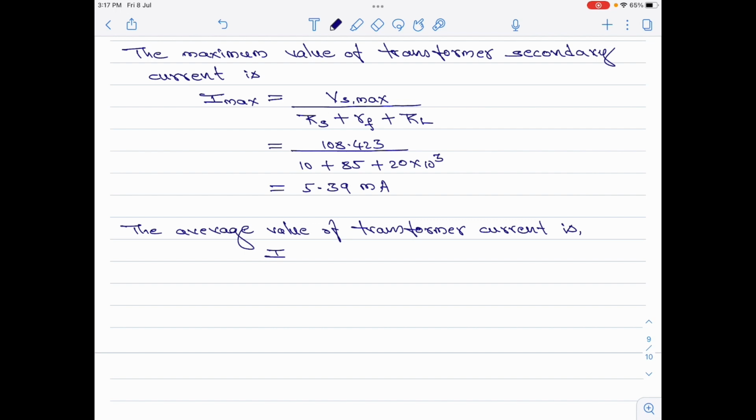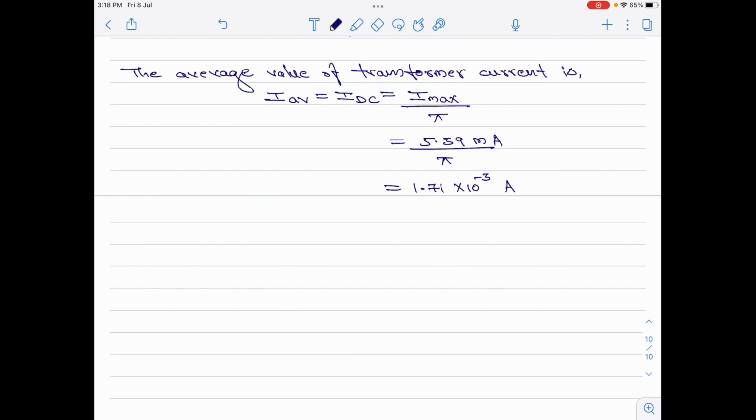I'll denote it as IAV, which stands for I average. I can also call it IDC because it is one of the most common notations for the average value of the transformer secondary current. This is equal to I maximum divided by pi. This is the standard formula for a half wave rectifier. So this is equal to I max, which is 5.39 milliamperes, divided by pi, and this will result in 1.71 into 10 to the power of minus 3 amps, that is 1.71 milliamperes.